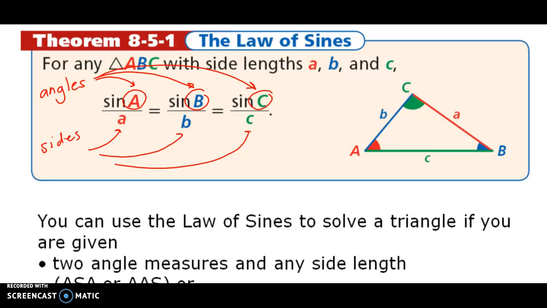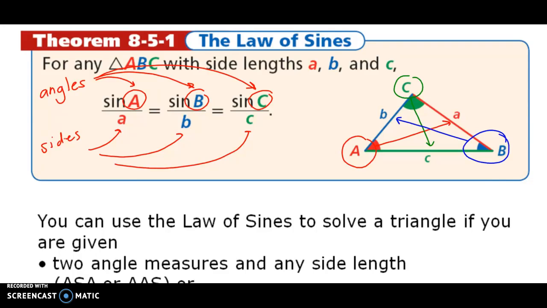Now, really easy to remember. A is over A, B is over B, C is over C. But look at the picture. If this is angle A, where is side A? On the opposite side. It's easy to remember because sine uses the opposite side, right? SOH. It's still talking about the side opposite that angle. What is opposite angle C? Side C. And what is opposite angle B? Side B. So they're always across from each other.